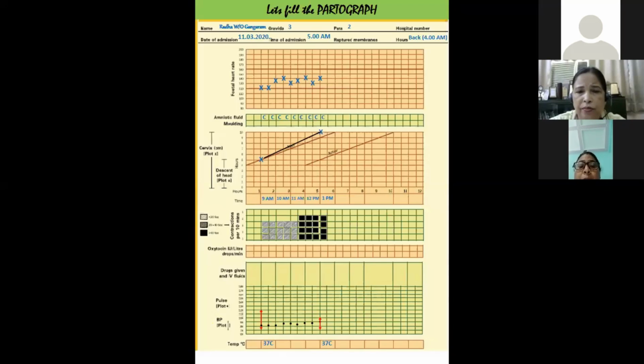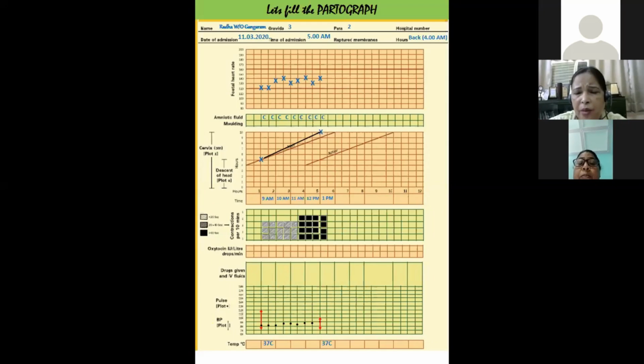Progressing normally. Why are you saying it is progressing normally? Because the line which we have drawn for the cervical dilatation is towards the left of the alert line. It has not come to the right of the alert line, it is towards the left, or it should correspond. So rightly said, the labor is progressing normally.